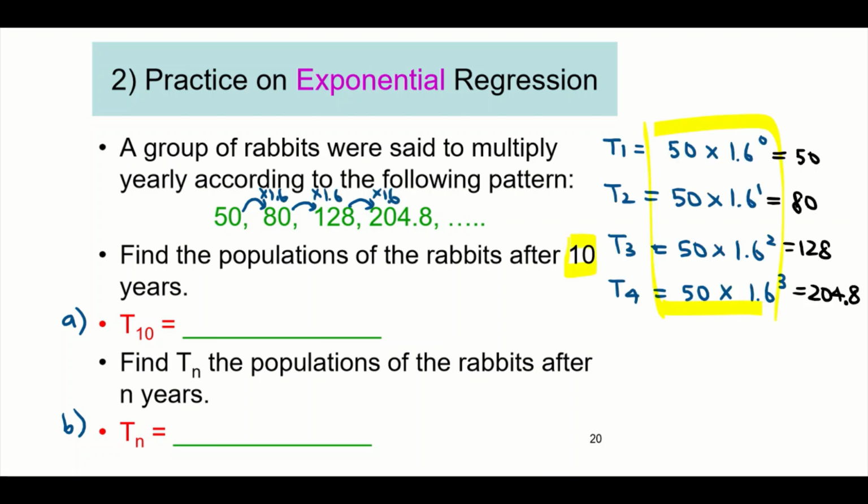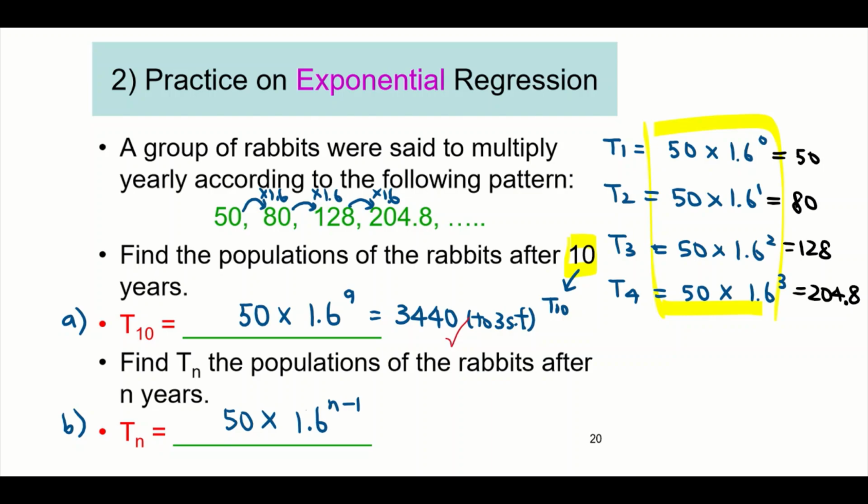Hopefully you can realize that to get term 1 to term 4, I will use this method at my side workings. Hence, if I want to find after 10 years, which refers to T10, I will have to take 50 times 1.6 power 9. The answer is 3440, rounded off to 3 significant figures. So hence, let's find the general term. The general term Tn is 50 times 1.6 power n minus 1.